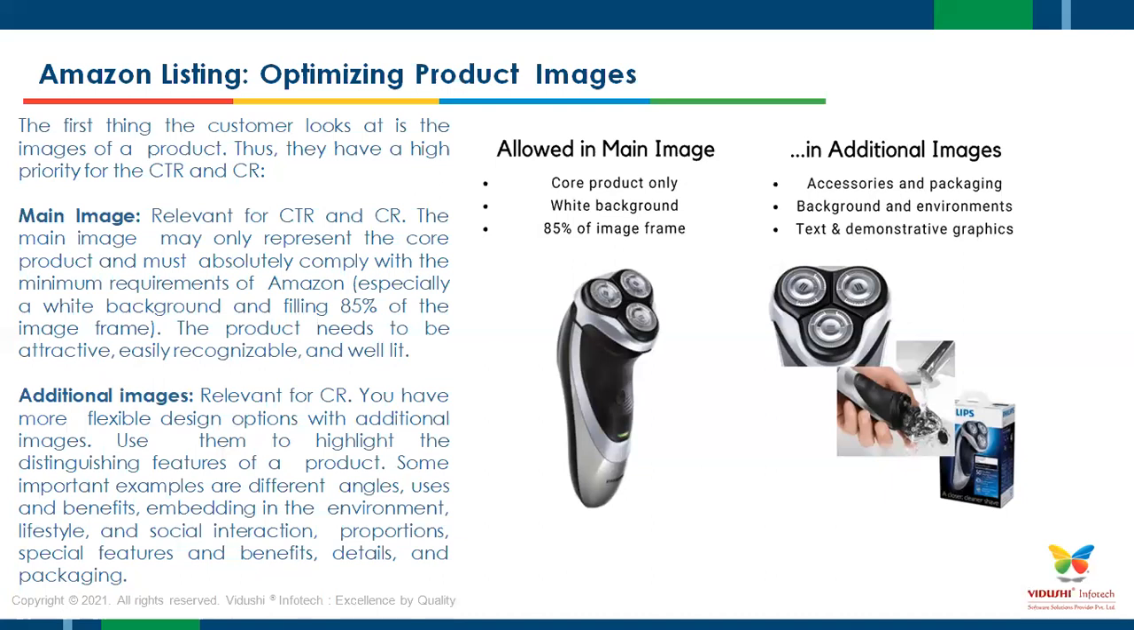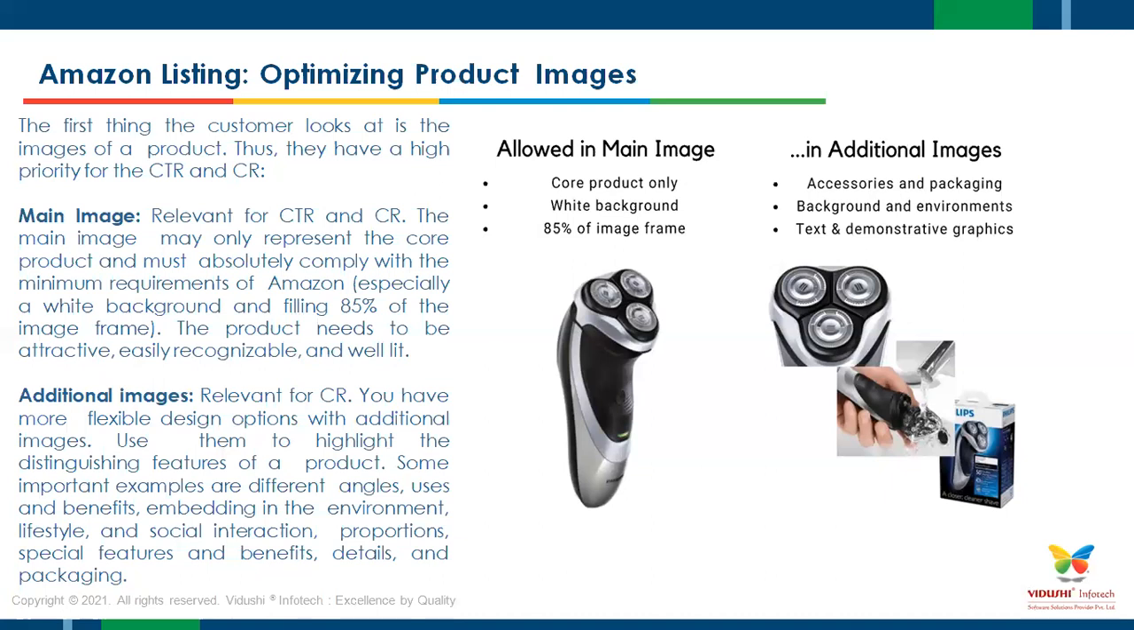On the right side, you can see some additional images relevant for conversion rate. You have more flexible design options with additional images. Use them to highlight the distinguishing features of a product. Some important examples are different angles, usage and benefits, embedding in the environment, lifestyle and social interaction, proportions, spatial features and benefits, details, and packaging. Let's see the example on the right side, additional images.